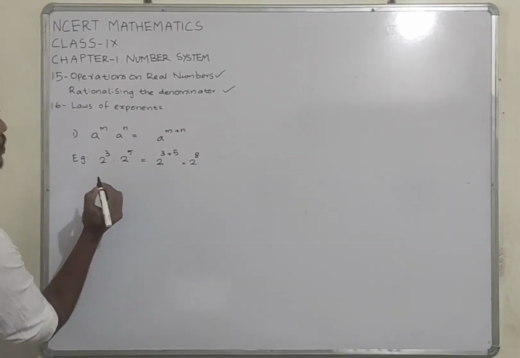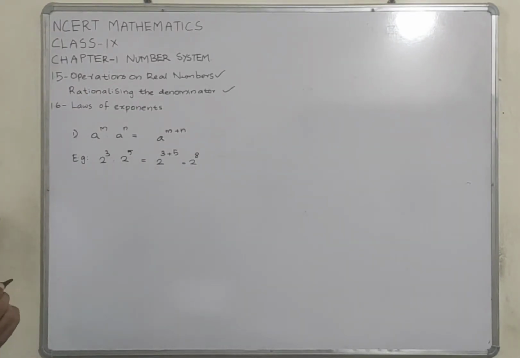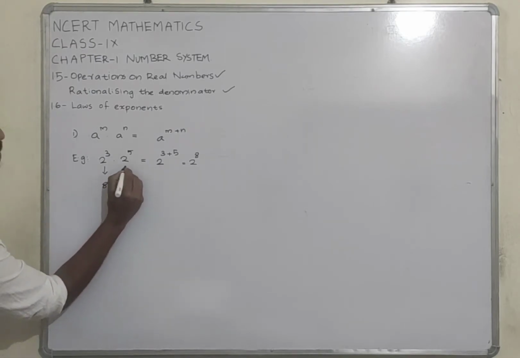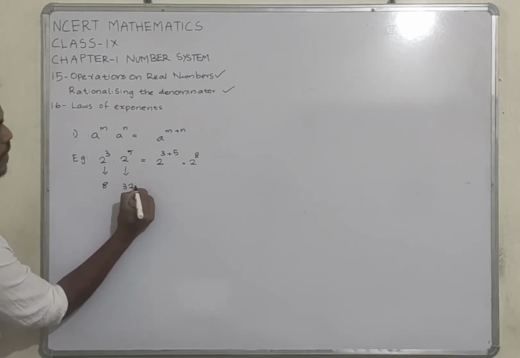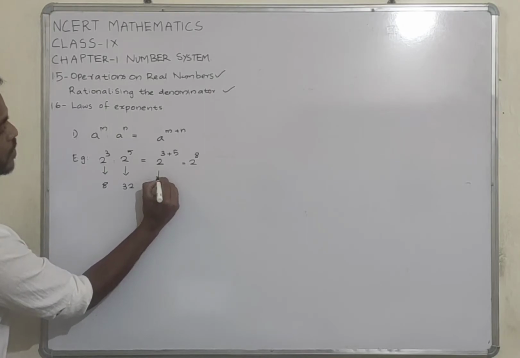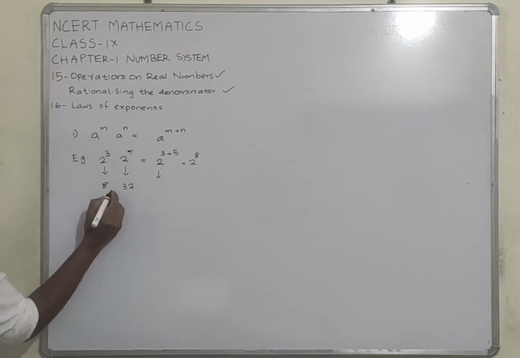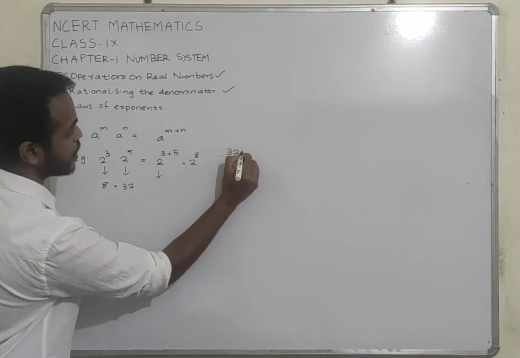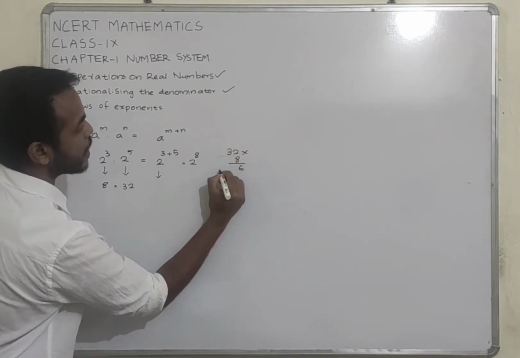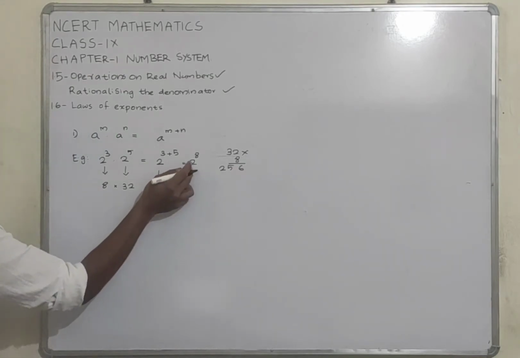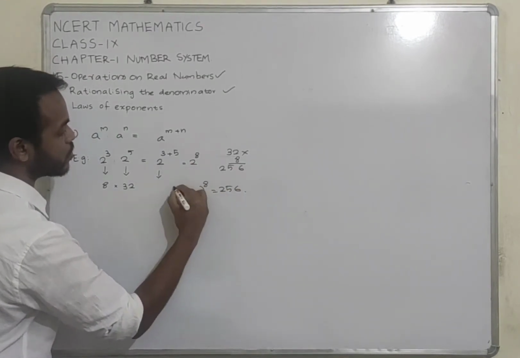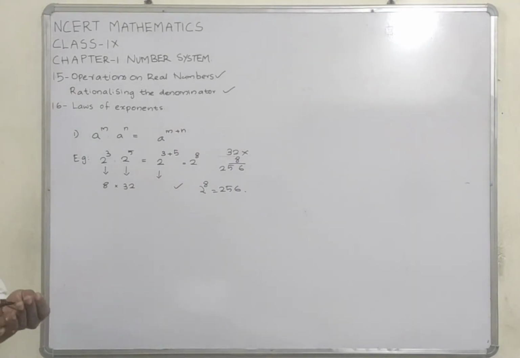Okay, now let's see whether it is true. What is 2 raised to 3? 2 raised to 3 is 8. 2 raised to 5 is 32. We need to check whether this product is equal to 2 raised to 8. What is 32 into 8? It is 256. And we know 2 raised to 8 is nothing but 256. So this is verified.